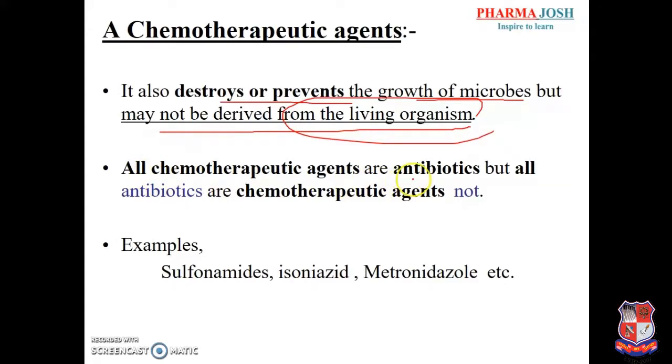All chemotherapeutic agents are antibiotics, because an antibiotic may be made synthetically as well as naturally. Chemotherapeutic agents we get synthetically. So we can say all chemotherapeutic agents are antibiotics. But not all antibiotics are chemotherapeutic agents, because antibiotics are derived both naturally and synthetically, but chemotherapeutic agents are formed only synthetically.